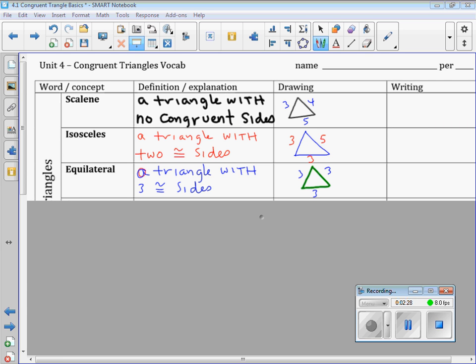An equilateral triangle is a triangle with 3 congruent sides. All right, very easy. Equilateral, lateral means sides. When you start off with equi, it means equal sides. So there you have it, an equilateral triangle. All 3 sides are congruent. If you know that, then equiangular would mean all 3 angles are equal. And when we get there, that'll be an easy one for you to know.